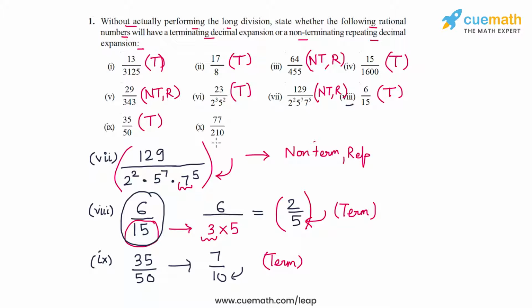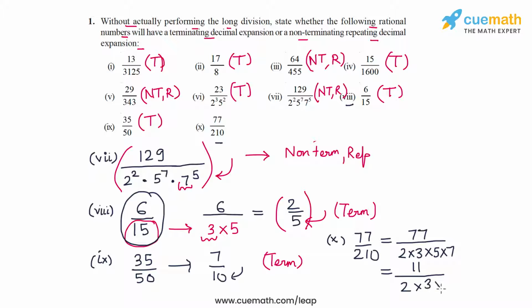Lastly, let's do part 10, so let me write it here itself. Part 10 is 77 by 210, and I can write this as 77 by the prime factorized form of 210, which is 2 into 3 into 5 into 7. So if I cancel out the common factor of 7, I will have 11 in the numerator, and in the denominator I will have 2 into 3 into 5.